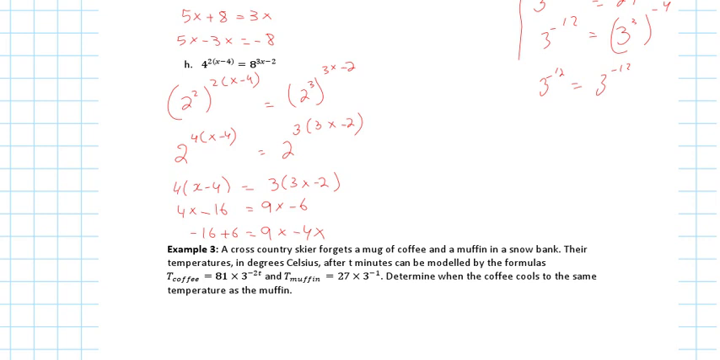So it's going to be negative 10 equals 5x, then I'm going to divide by 5, so that's negative 10 over 5 equals x. So x equals negative 2. How many of you got x equals negative 2?